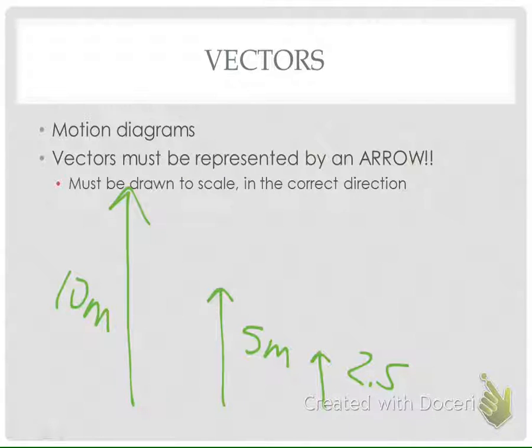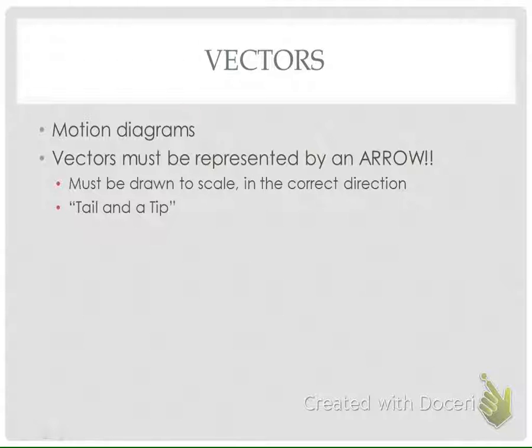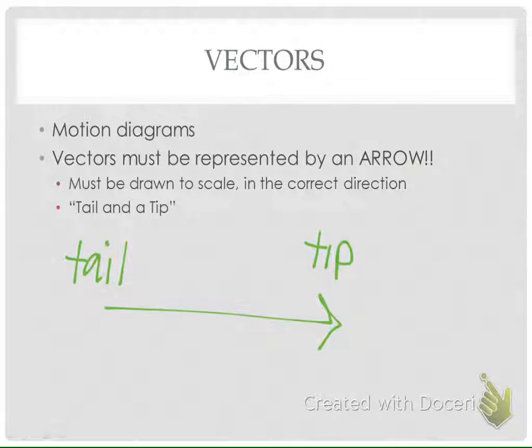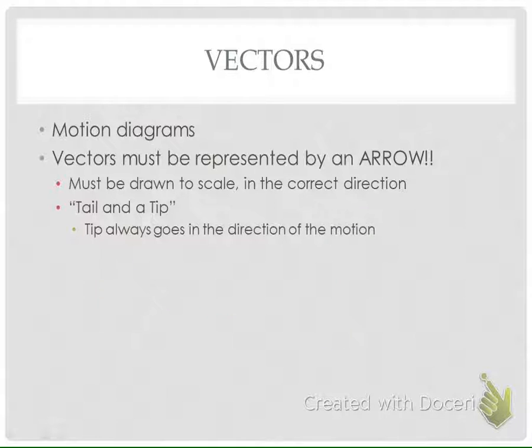Okay, so one vector needs to be to scale in comparison to another, is what we're saying. Okay. Vector arrows are drawn with what we consider a tail and a tip, right? Which side do you think would be the tip? The arrow side, right? This is called the tip. And this is called the tail, right? Who never knew arrows had so much information about them, right? Okay, tail and a tip. And that's important because when we add vectors, we're always going to draw them in the direction of the motion. So the tip goes in the direction of the motion.